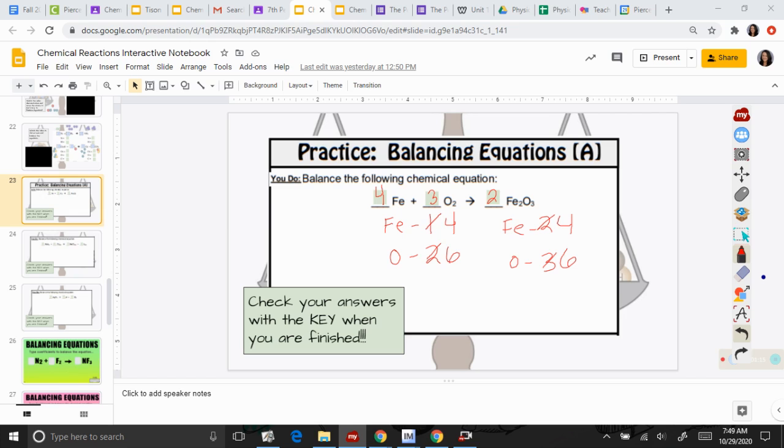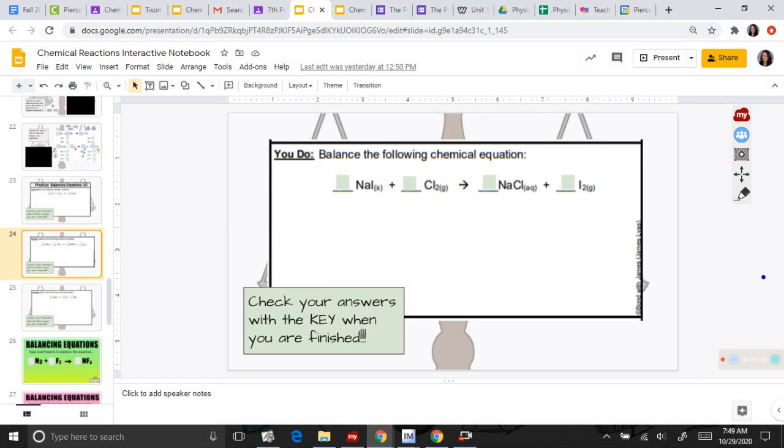So to check yourself, you go, I have four Fe's. Two times two is four Fe's. Three times two is six oxygens. Two times three is six oxygens. So that is what you need there. All right, and we are going to go to the next slide.